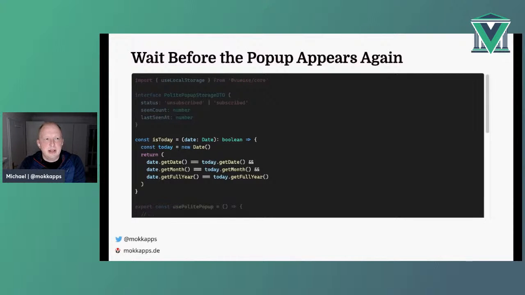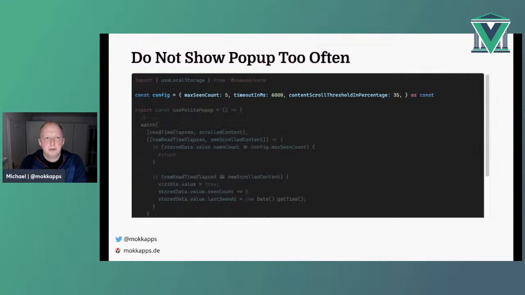Okay, so that's good, but we can further improve it, because we also want to not show the pop-up too often. And therefore, we define the max seen count. In this example, I defined it to be 5. And 5 means the visitor sees the pop-up 5 times and not more often than 5 times.